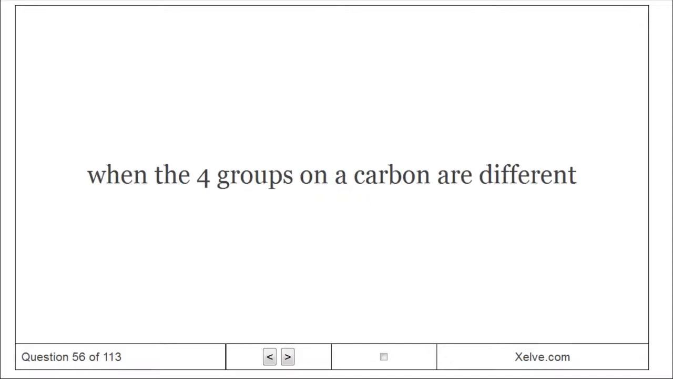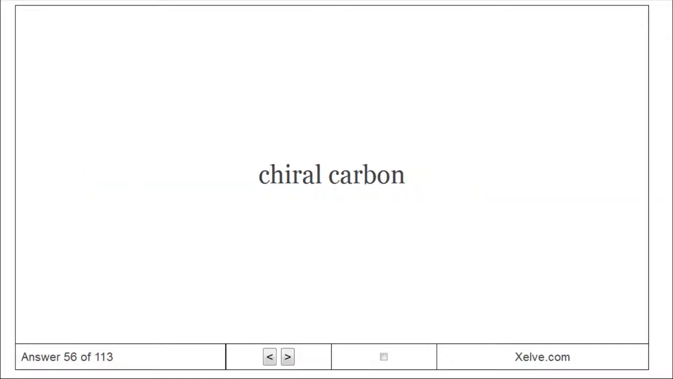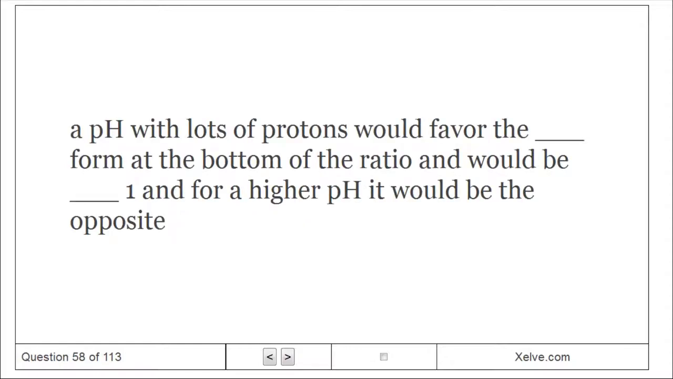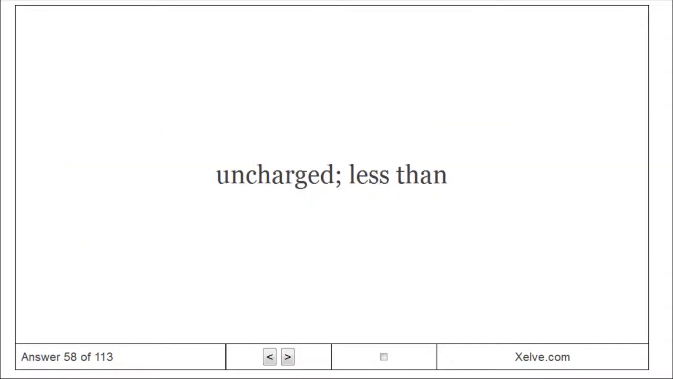When the four groups on a carbon are different, it is a chiral carbon. There is more positive charge at low pH and more negative charge at high pH. A pH with lots of protons would favor the protonated form at the bottom of the ratio, and would be uncharged, less than 1; for a higher pH it would be the opposite.